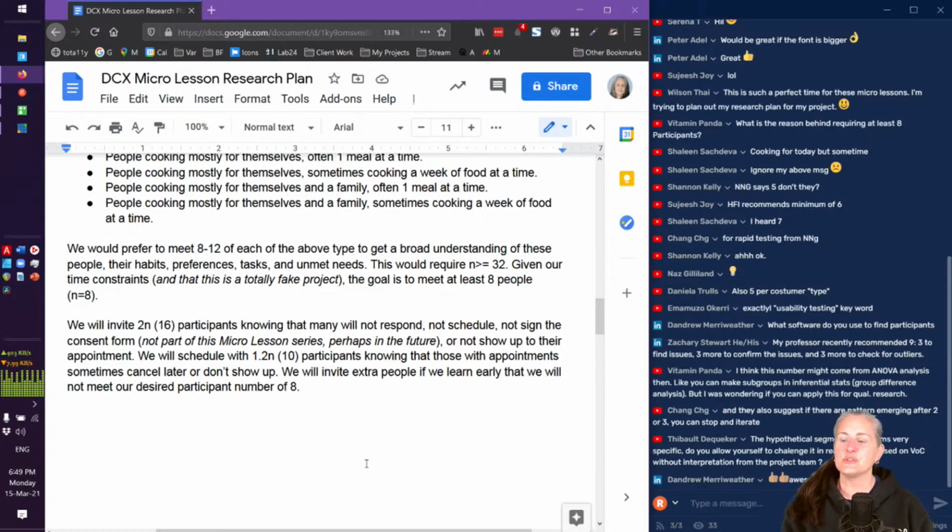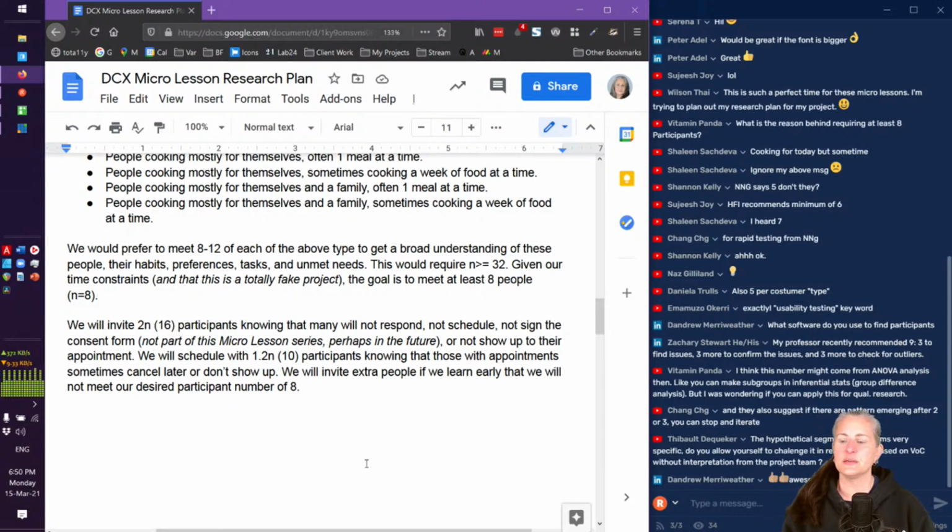Chang says, they also suggest if there's patterns emerging after 2 or 3, you can stop and iterate. Yeah, sometimes I'll do all 5 because you never know what you hear from person 4 and person 5, where you go, oh crap, that too. A lot of these usability tests are not expensive. They're $70 on the usability test website, whatever system you use, and it's $20 to $50 to the person. So no harm in going through with all 5.